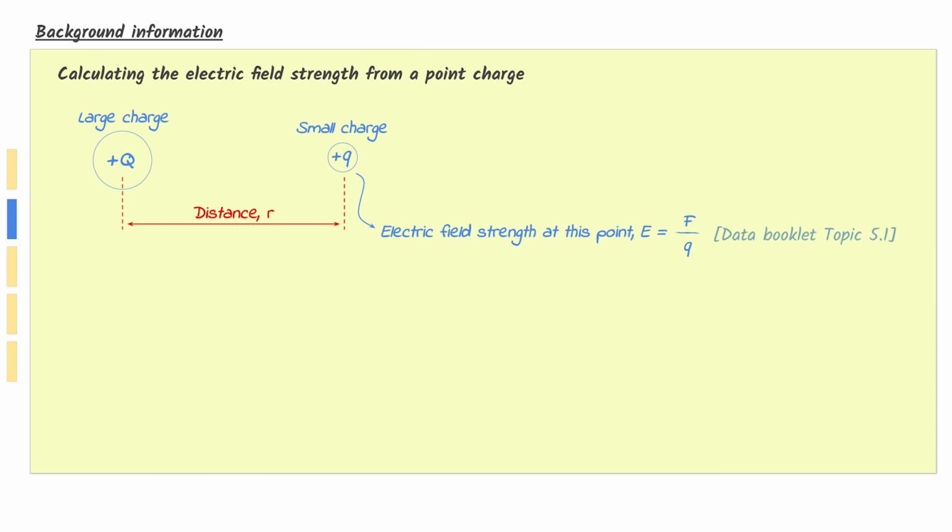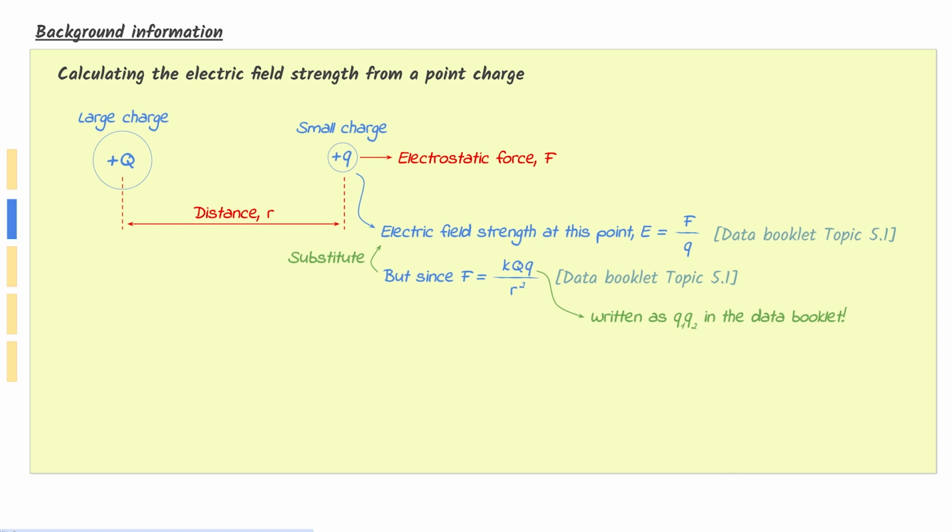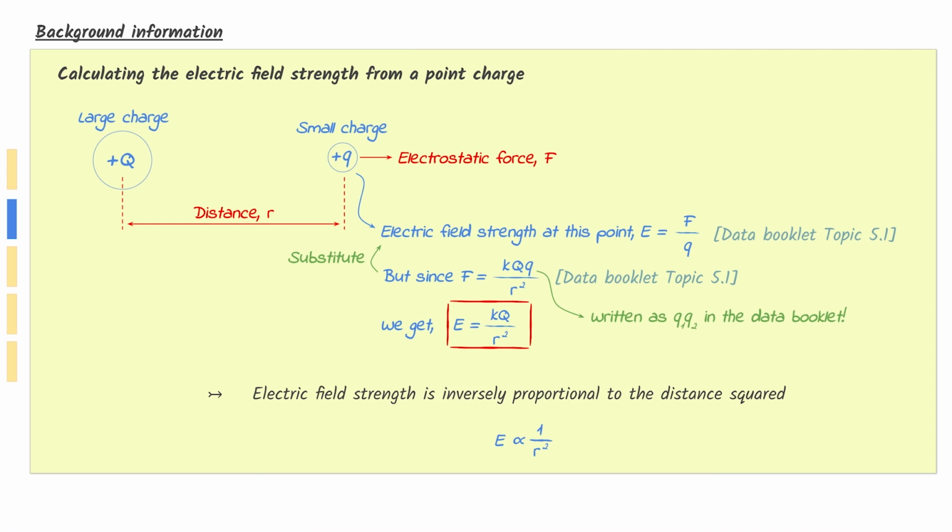The electric field strength at a distance from the large charge can be calculated by dividing the force on the small charge by the charge of the small charge. Substitute the equation for the electrostatic force on the small charge into the previous equation. Both equations are given in the data booklet. It turns out that the electric field strength is inversely proportional to the distance squared. This equation is not in the data booklet, so make sure to have it memorized.